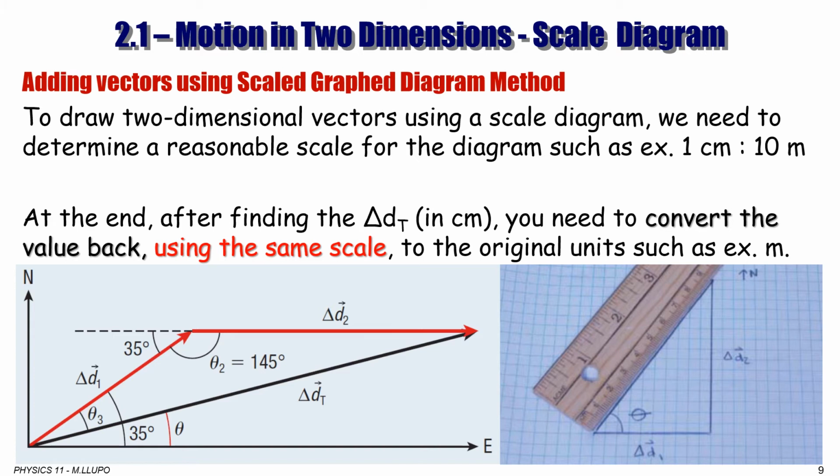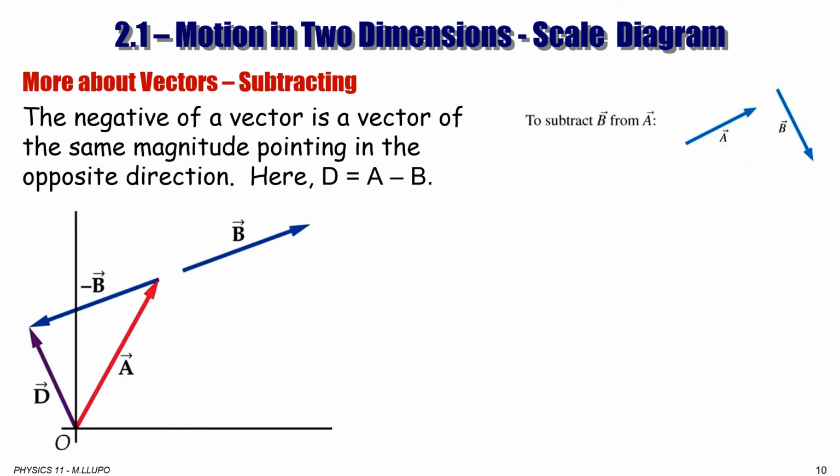And another thing that I mentioned at the beginning is you need a ruler and protractor to do the assignment for this chapter. We learned about vector addition, how to add vectors together using tip to tail. What about subtracting? That's pretty much the same.